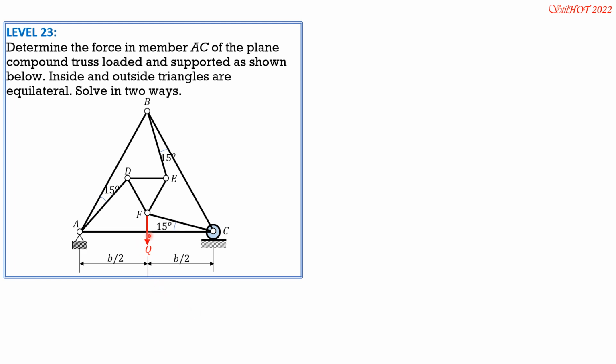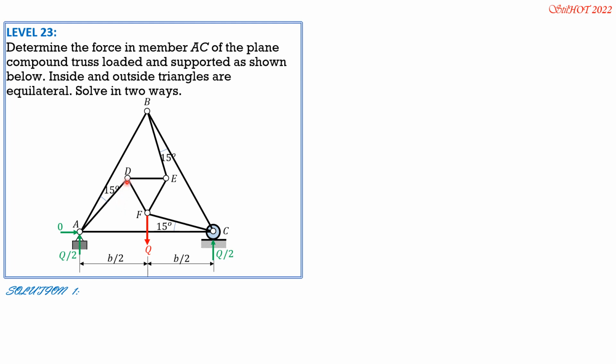So obviously, because the load is at the center, the horizontal reaction at A is 0, then the vertical reactions would be half of Q. So 0 horizontal reaction at A, then Q over 2, at C also Q over 2. So this is the first solution.